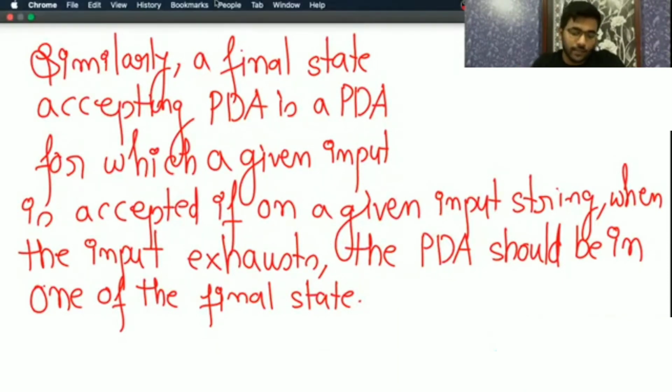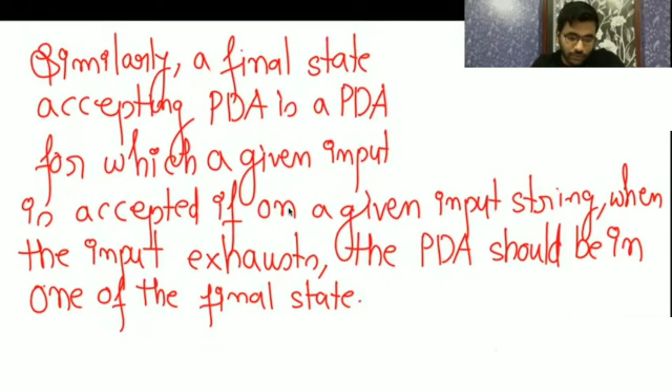तो जब भी एक स्ट्रिंग खत्म हो जाए, अगर वो फाइनल स्टेट में पहुंच गया है तो इसका मतलब वो स्ट्रिंग एक्सेप्टेड है. लेकिन इसका मतलब ये नहीं है that it should only reach the final state when the string is finished. It can even encounter the final state while traversing.